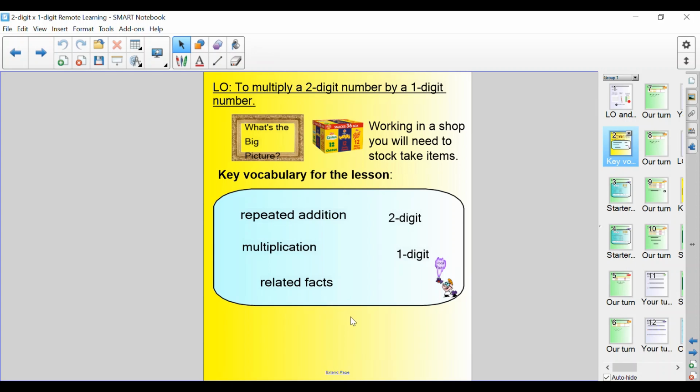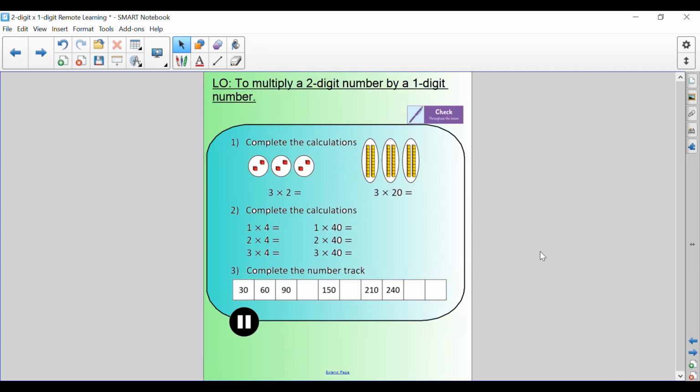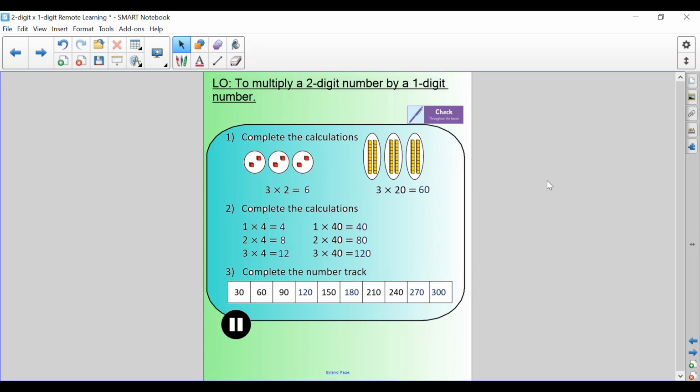And if you watched Mr. Preston's maths lesson last week, he did a whole lesson on related facts, and that's going to be very useful for us today. First thing I'd like you to do is pause the video, please, and have a go at these few questions on the board. Now you can pause the screen again to check your answers.